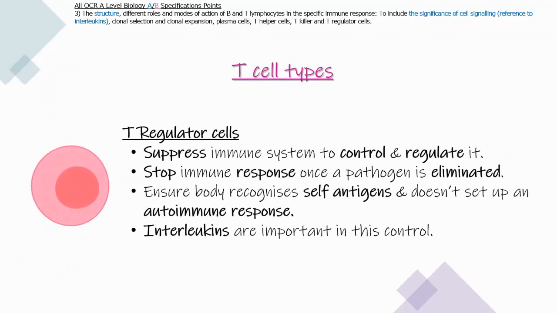So finally, we have T regulator cells. So these are very important in suppressing the immune system in order to control and regulate it. And you may think, why do we want the immune system to be suppressed? Well, we want to make sure that the immune response stops once the pathogen is eliminated. Otherwise, this can create an autoimmune response, and this involves the body tackling our own cells and destroying them, which of course we do not want. We need to ensure the body recognises self-antigens, and interleukins are also important in this control.